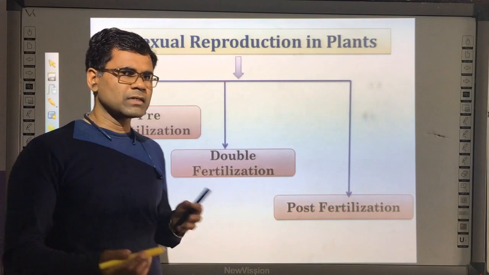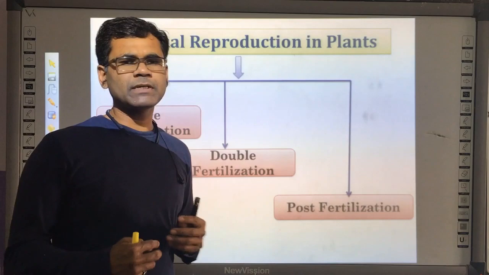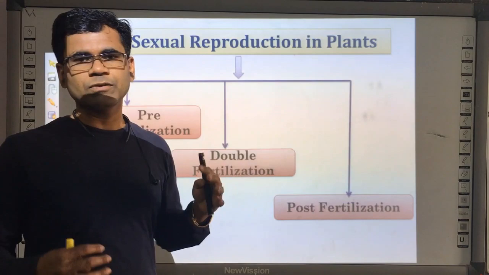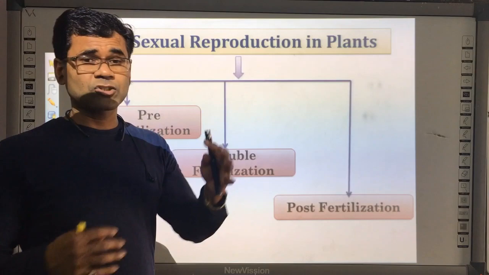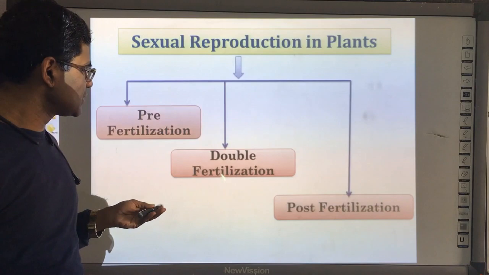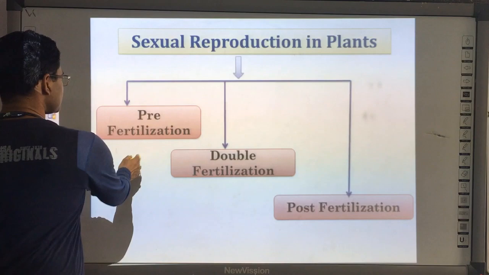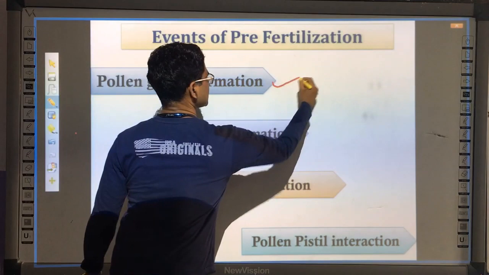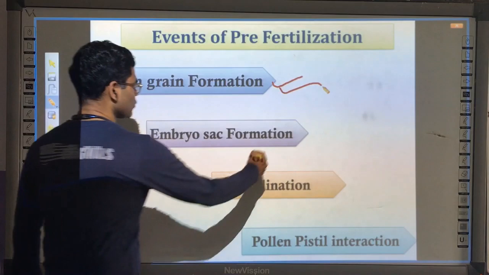As in the first lecture only, I told you that the whole topic has been classified into three important stages, three important categories we all have studied in chapter number one, that is the stages of sexual reproduction. So first one is pre-fertilization stage, then double fertilization stage, and then post-fertilization stage. In pre-fertilization stage, we have already covered pollen grain formation, that is also called microsporogenesis. We have already covered embryo sac formation.